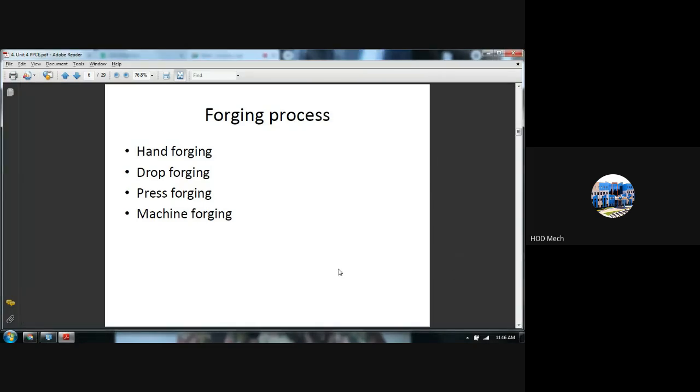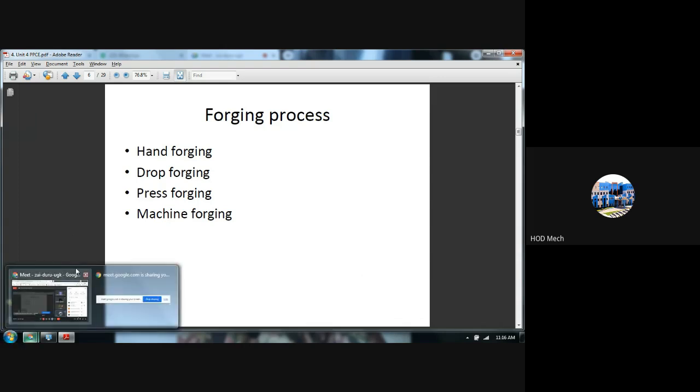So these are the four types of forging: hand forging, drop forging, press forging and machine forging. Let me show you one thing.